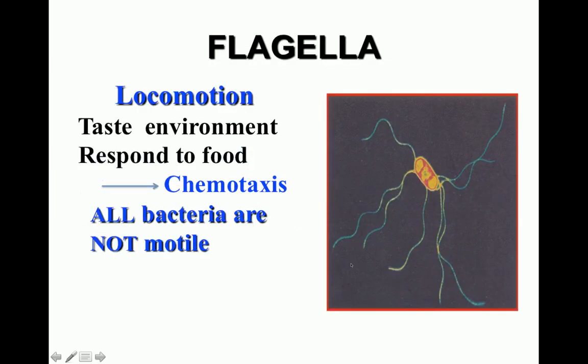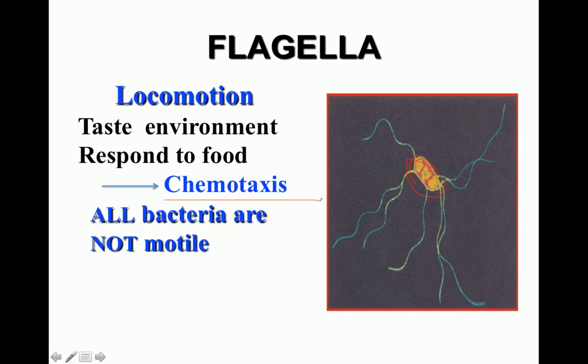The next structure is the flagella. Flagella, as you can see in this slide, come out of the cell wall and are present outside the cell. They are responsible for locomotion or motility of the organism. Now, all organisms are not motile. Only those organisms which have flagella around them are motile. The important function of the flagella is that it brings about directional migration of the bacteria in response to a stimulus, and that is known as chemotaxis.